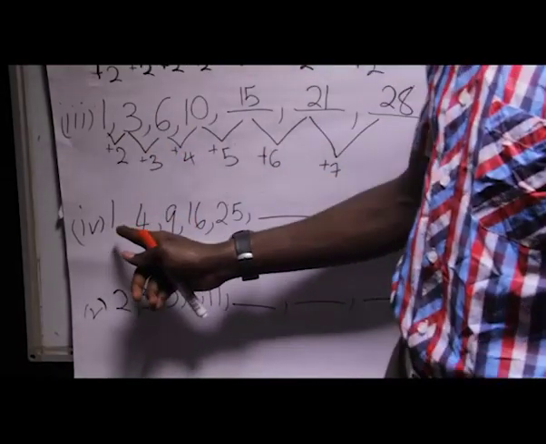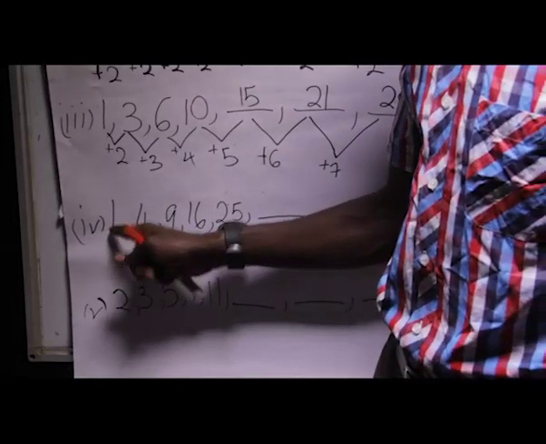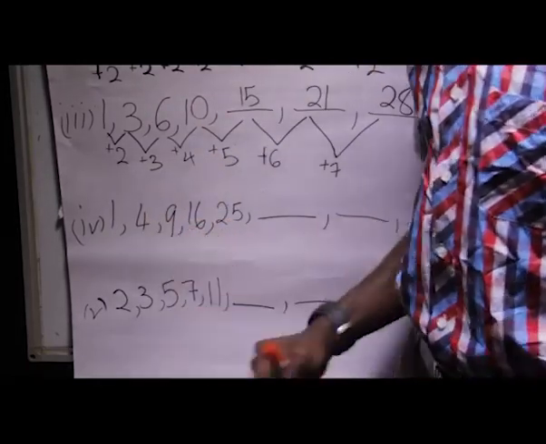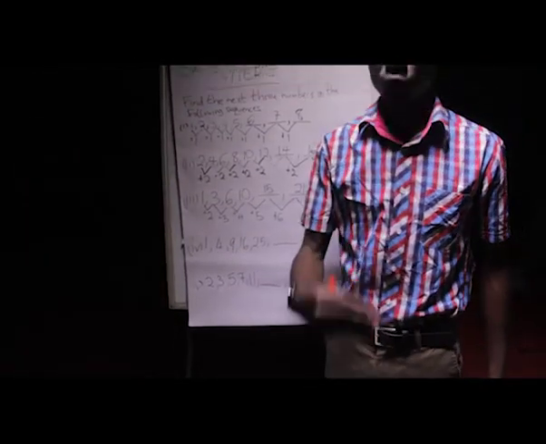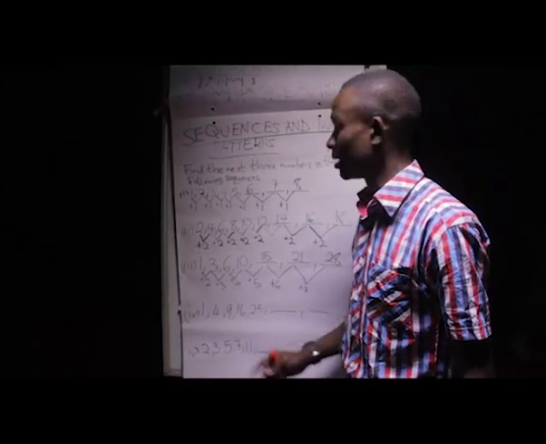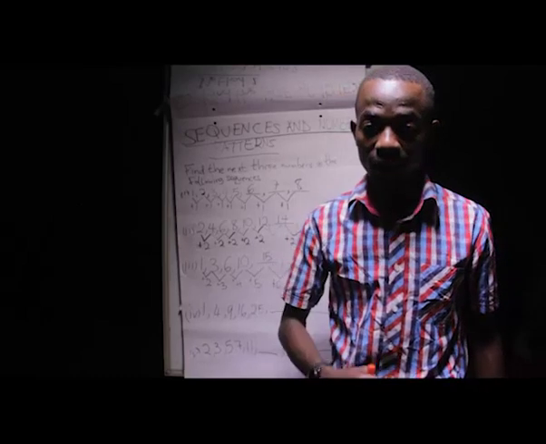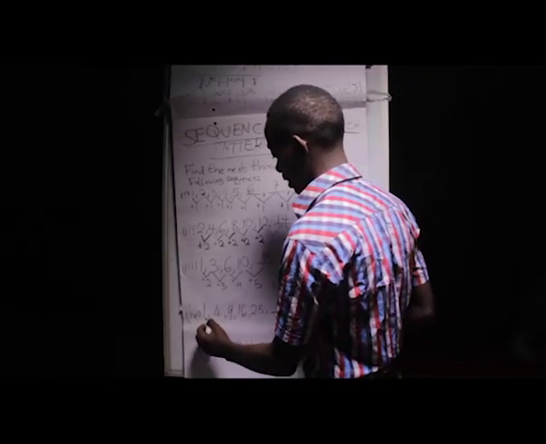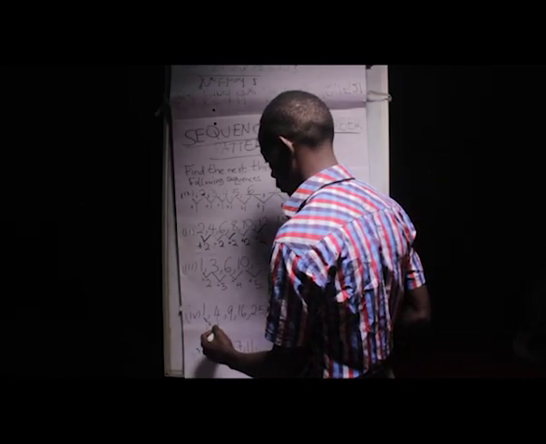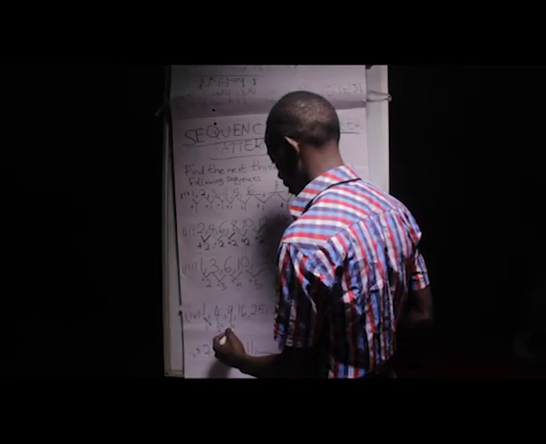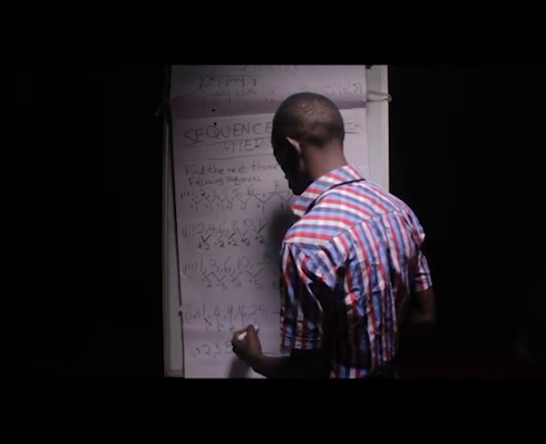So when you look at 1, 1 is the square of 1. In other words, 1 squared gives you 1. When you look at 4, 4 is 2 squared. When you look at 9, 9 is 3 squared. When you look at 16, 16 is 4 squared. When you look at 25, 25 is 5 squared. So all I'm saying here is 1 is 1 squared, 4 is 2 squared, 9 is 3 squared, 16 is 4 squared, 25 is 5 squared.